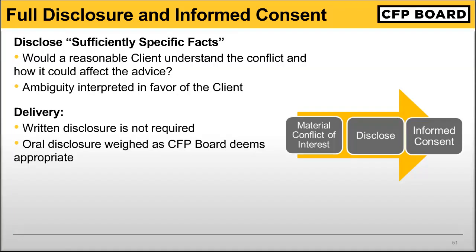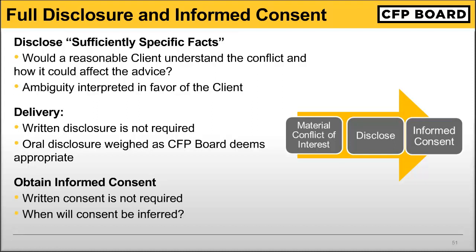In deciding whether to infer that a client has consented to the conflict, CFP Board is going to evaluate a couple of things. It's going to look at whether a reasonable client receiving the disclosure would have understood the conflict and how it could affect the advice that the client was going to receive. So the greater the harm that the conflict presents, the more significant the business practice that gives rise to the conflict departs from commonly accepted practices, well, then the less likely it is that the CFP Board is going to infer informed consent unless there's clear evidence otherwise.